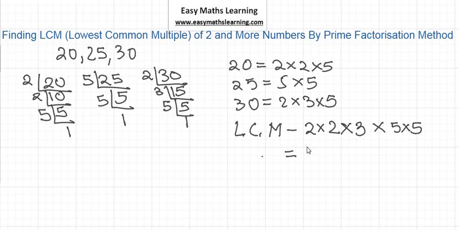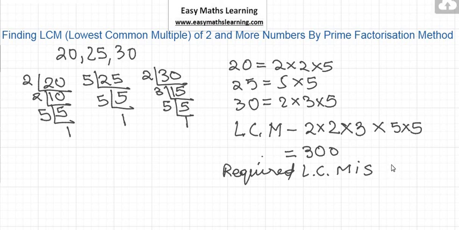is 300. So 300 is the smallest number which can be divided individually by 20, 25 and 30 without leaving any remainder. So 300 is the smallest common multiple, or the least common multiple, of 20, 25 and 30. So I write down: required LCM is 300. Hope this process is clear to you.